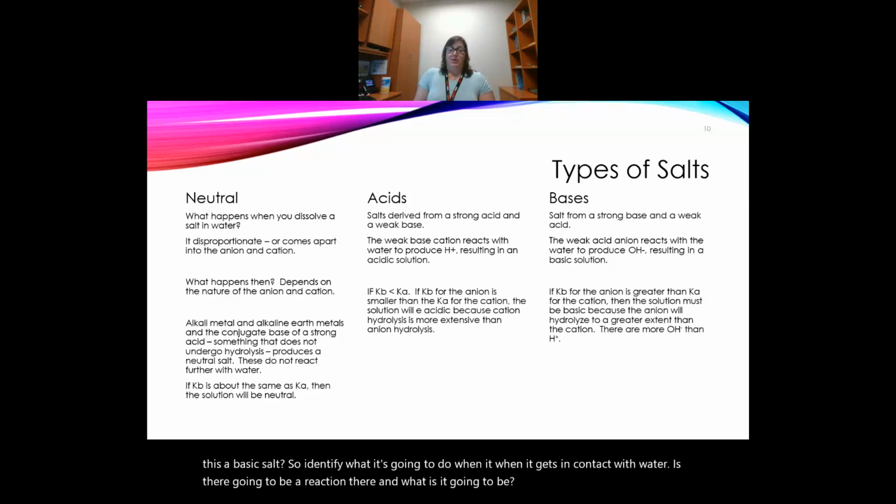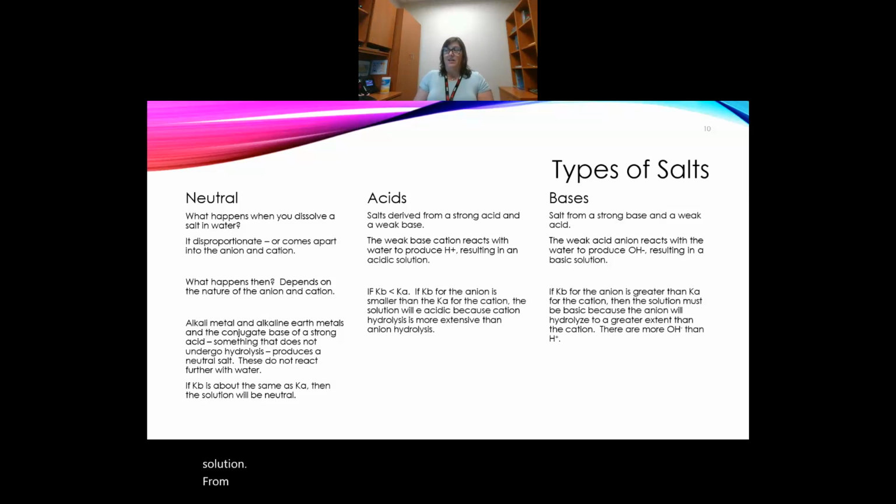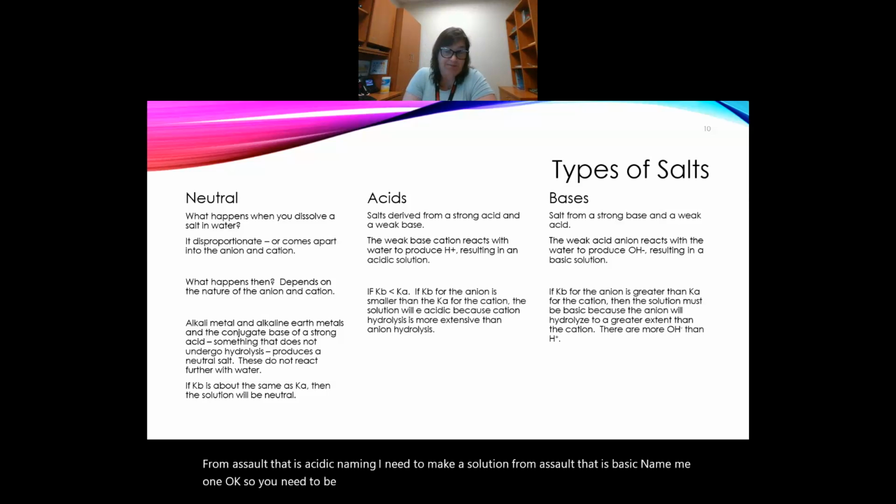The other thing I'm going to need you to be able to do is, if I say I need to make a solution from a salt that is acidic, name me one. I need to make a solution from a salt that is basic, name me one. So you need to be able to provide those kinds of examples. Hopefully that makes sense. If it does not, please let me know.